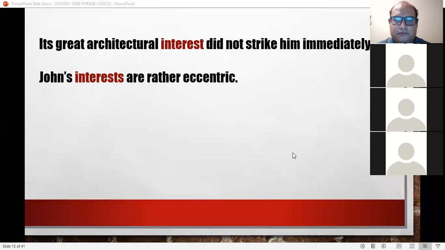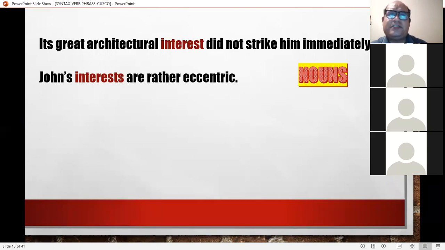Noun. This is a noun again, no? Because it's before the verb be, are. John's interest, but this is a compound noun, no? Using the genitive, the apostrophe S, possession, no? This is like a compound noun because it's connected with John's, no? With John's. John's interests are rather eccentric.